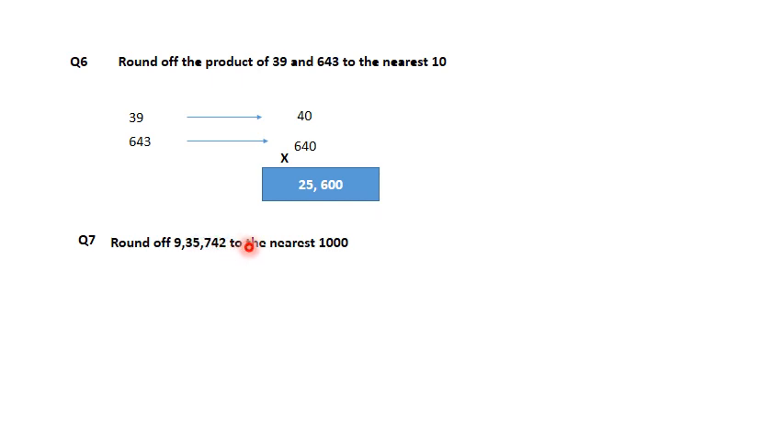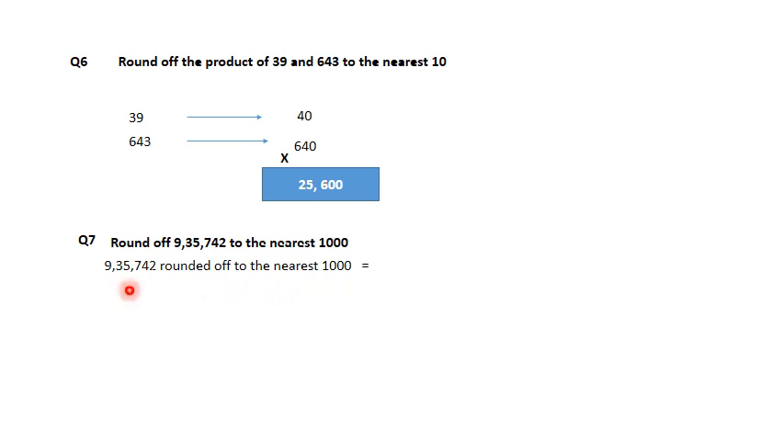Question number 7. Round off 9,35,742 to the nearest thousand. This is a very simple question. Just one number is given and we want to round it off to the nearest thousand. So let us write down the number first. Now which is the thousands place here? The thousands place is 5.